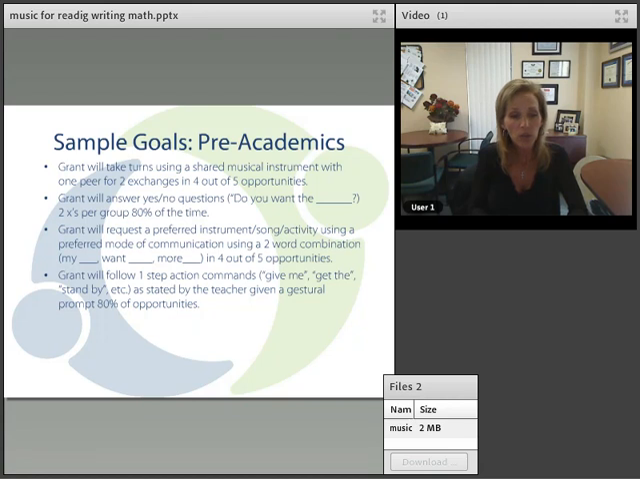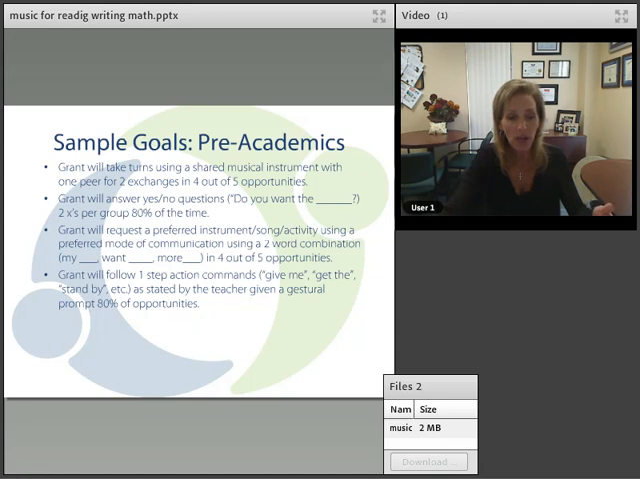Another one would be that Grant will request a preferred item. Here it says preferred instrument, song, or activity, but we could say Grant will request a preferred item using a preferred mode of communication, using a 2-word combination. My guitar, want xylophone, more music, in 4 out of 5 opportunities. So the same goal that is being used for other items, we can also do it with songs, with dancing or marching activities, or with instruments.